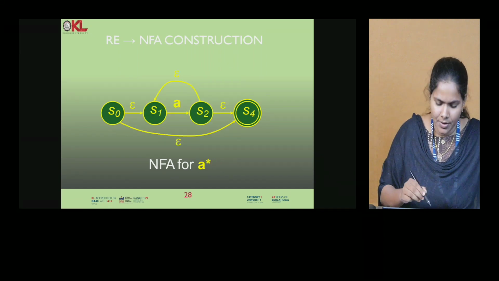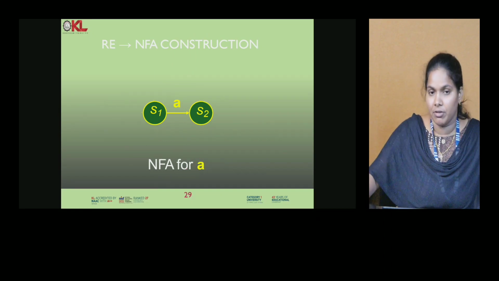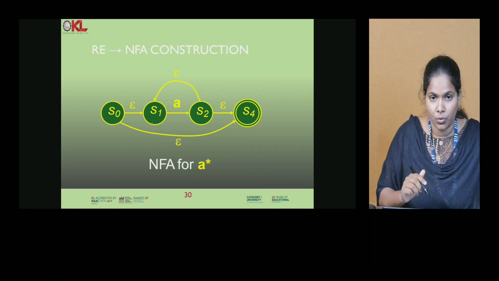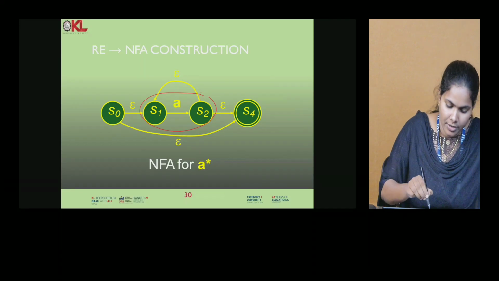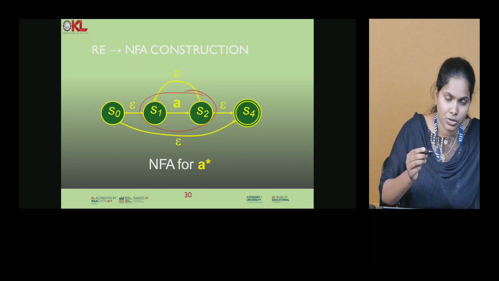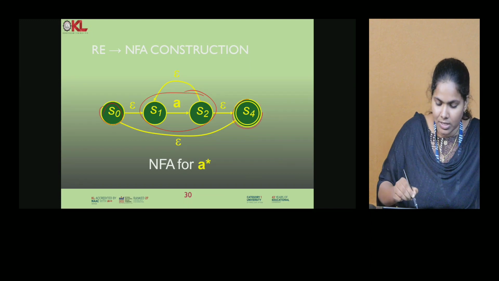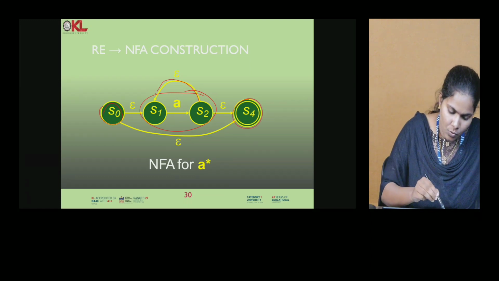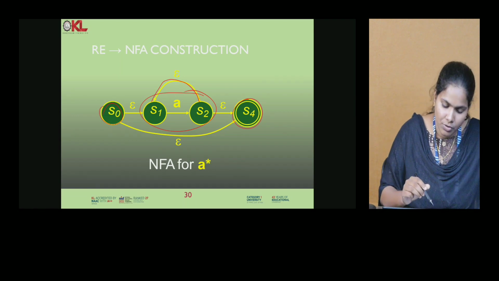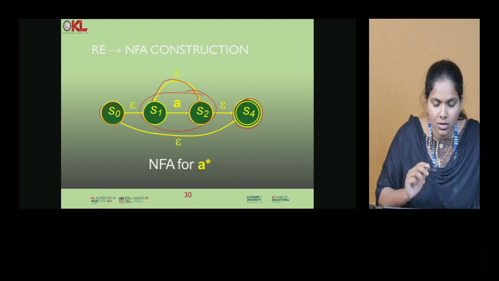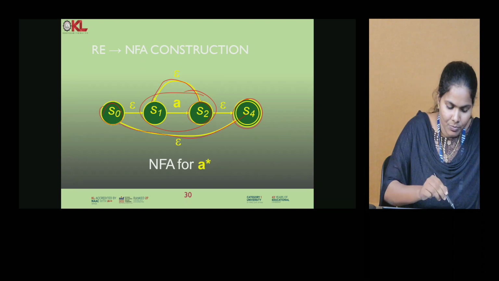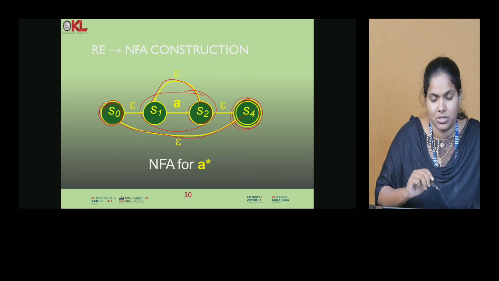Now we will see the NFA for A star. First generate the NFA for A. Next include two states, one is the initial state and the other one is the accepting state, and include one epsilon transition from the ending state to the starting state of the input symbol, and generate one epsilon move from the starting state to the accepting state.